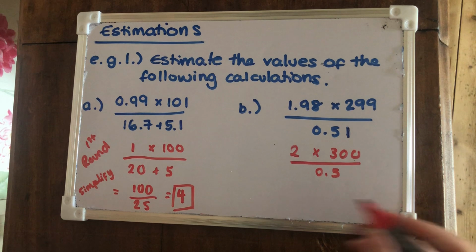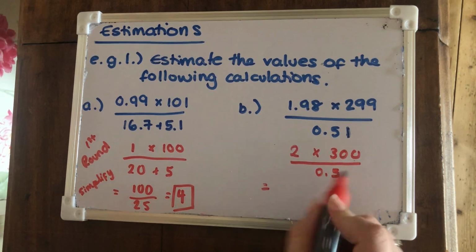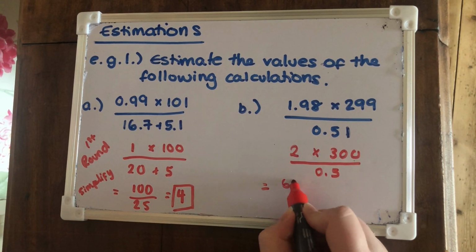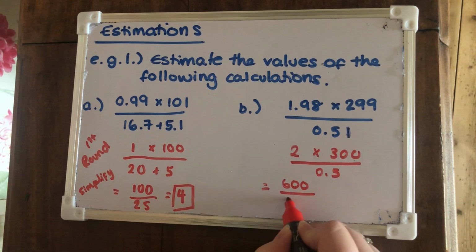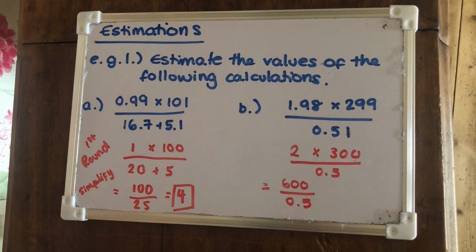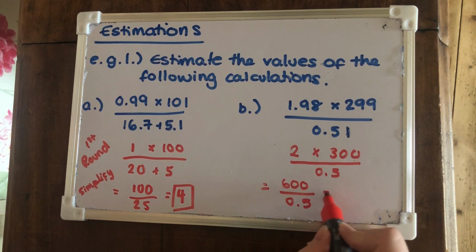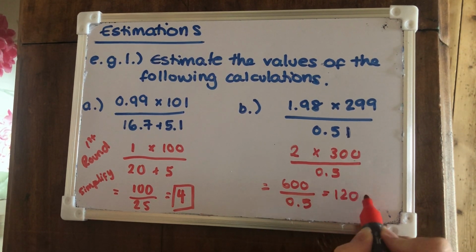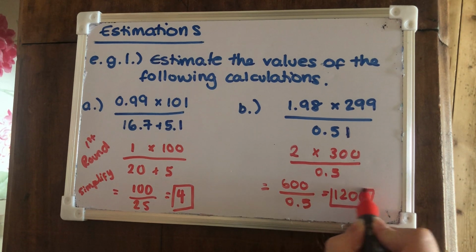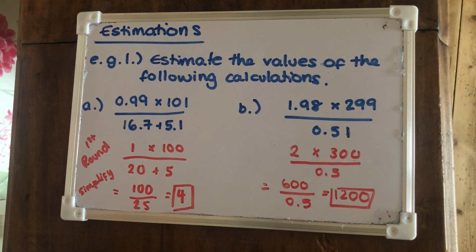Okay, then we can simplify. So 2 times 300 is 600. Divided by 0.5, which can't be simplified. Then we just think, how many halves go into 600? That would be 1,200. Okay.